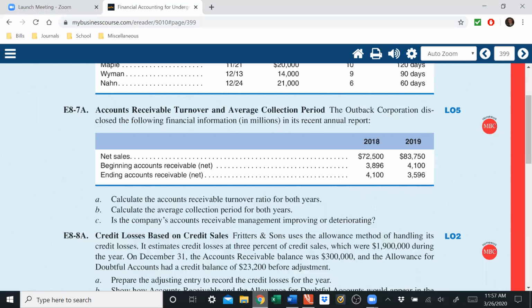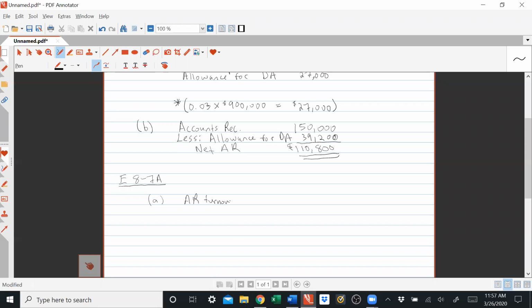Accounts receivable turnover. We have to calculate it for 2018 and 2019. So we're doing part A. So accounts receivable turnover is equal to net sales revenue divided by the average accounts receivable.